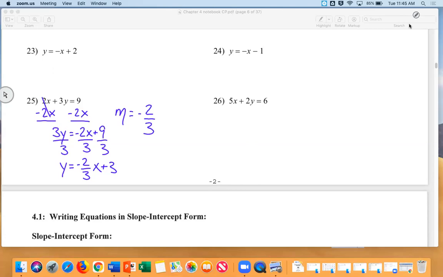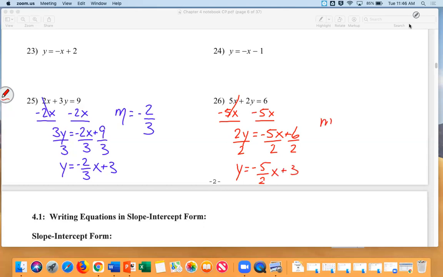All right, let's look at 26. Again, Grace noticed that the y is not by itself. So I have to get y by itself by subtracting 5x. So 2y equals negative 5x plus 6. And then I divide by 2. And that's y equals negative 5 over 2 x plus 3. How easy was that?